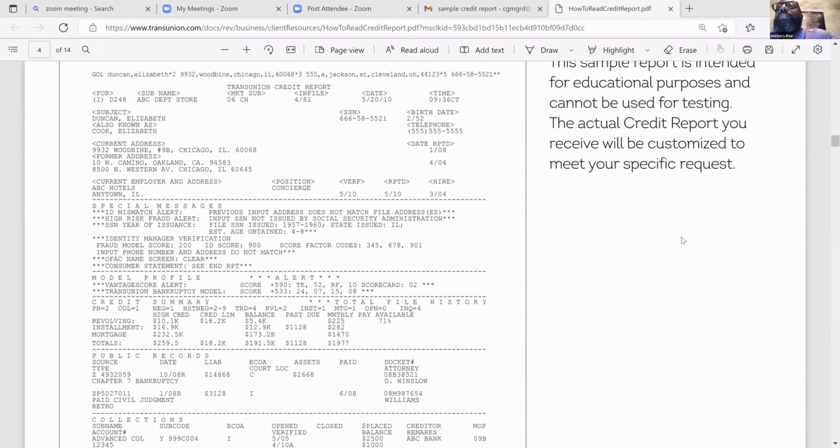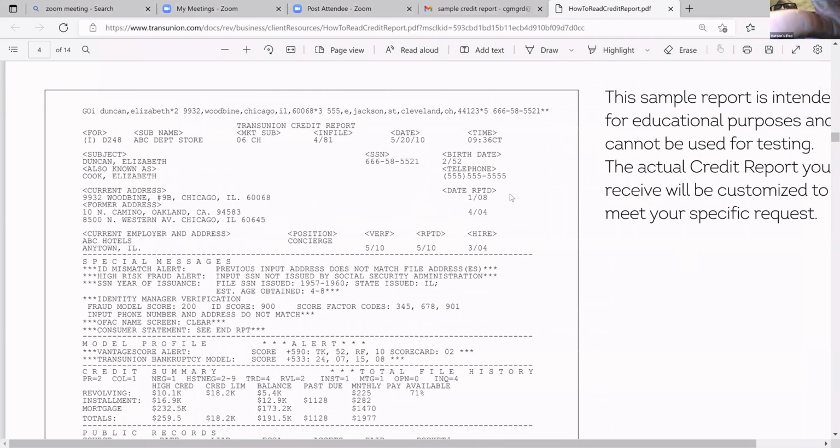Dom, if you don't mind, I want to jump directly into what we have on the screen. If you look at this particular TransUnion bureau, you can see that it's broken down into sections. The very top section is talking about you. It gives your name, your address, your social security number, date of birth, telephone number, those types of things.